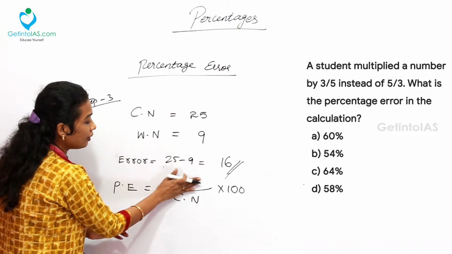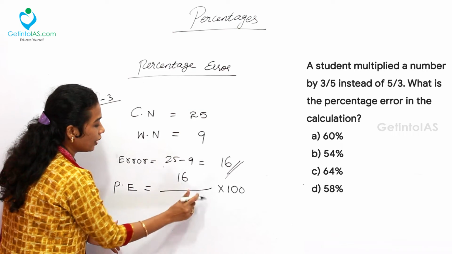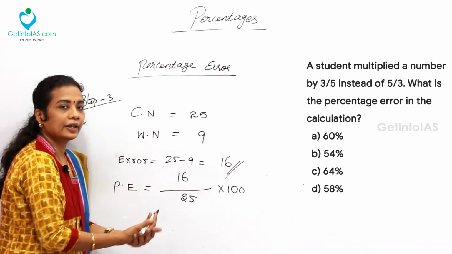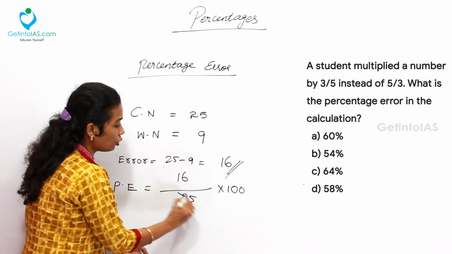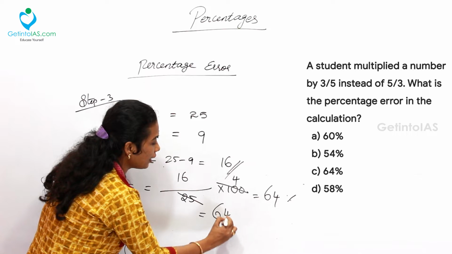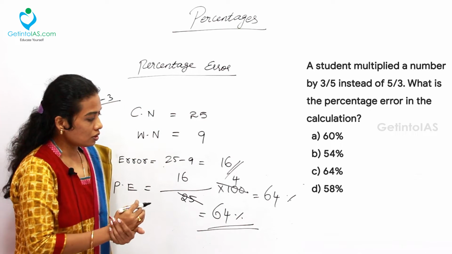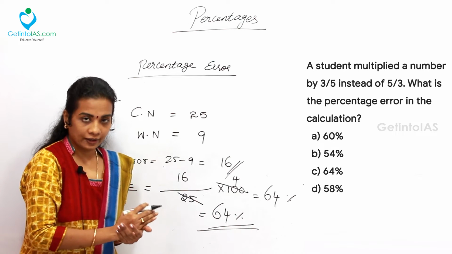What is the error here? That is 16. What is the correct number? That is 25 into 100. Simply cancel and you can get the values. So 25 4 times 64 percentage, and that is the value. So my option is option C, correct answer.